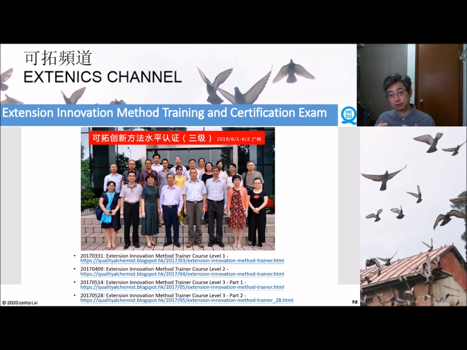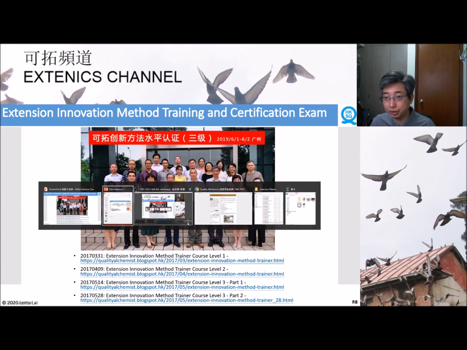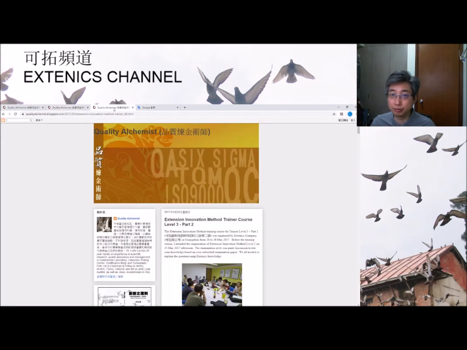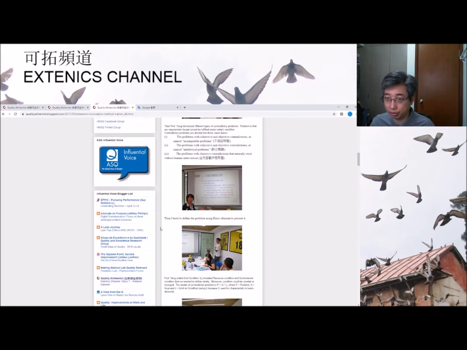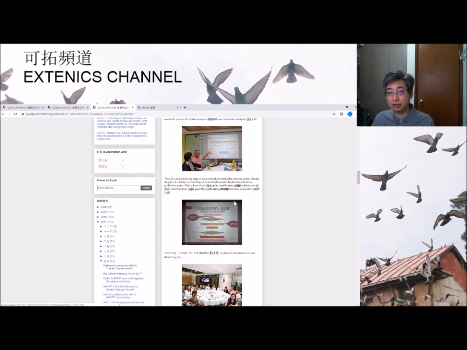And then in 2016, I met Professor Cai, and I learned Extenics at that time. It was very useful after several arrangements of his seminars in Hong Kong. I went to Guangzhou to learn from him through level 1, level 2, and level 3, which have examinations. If you are interested, you can use the link to see the summary of the course. Even though it is in Chinese, I translated my summary into English.